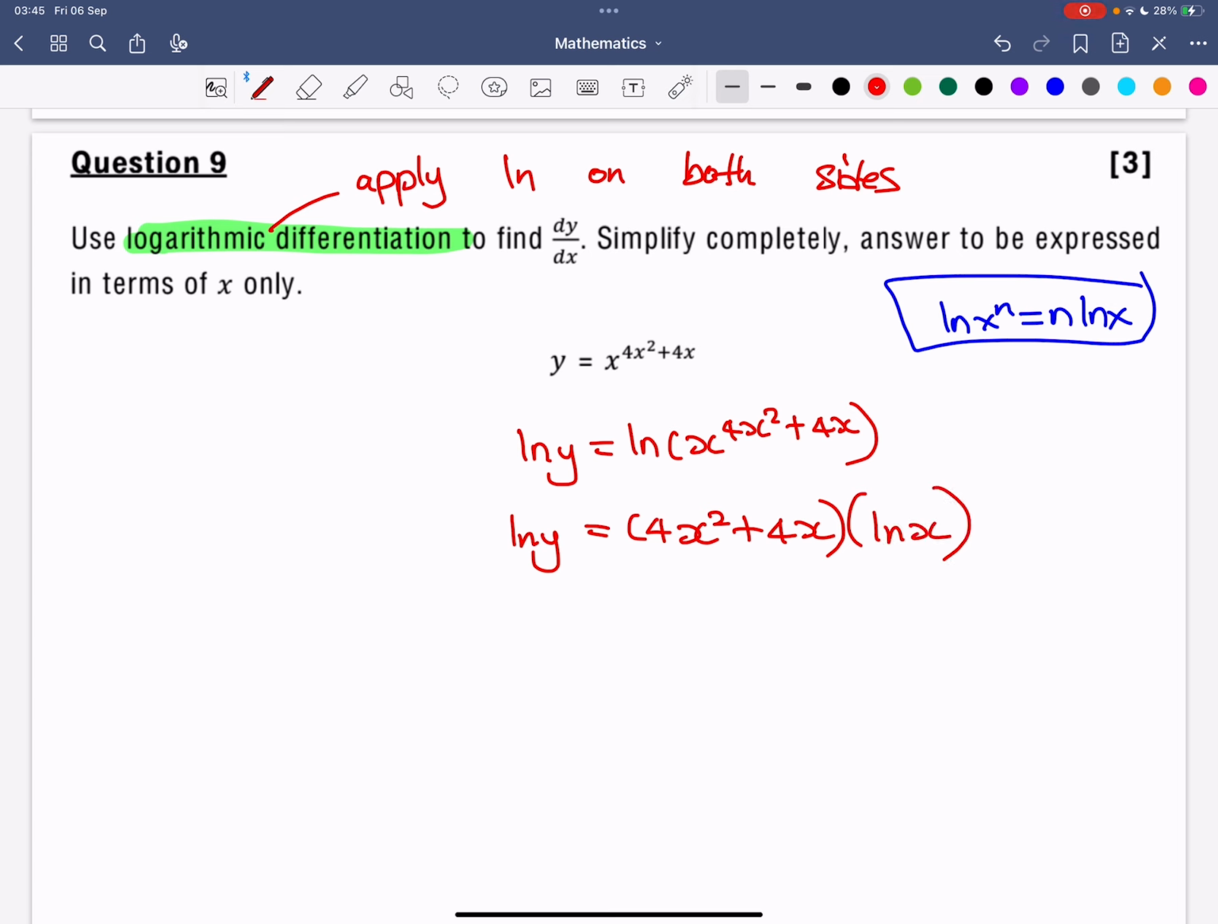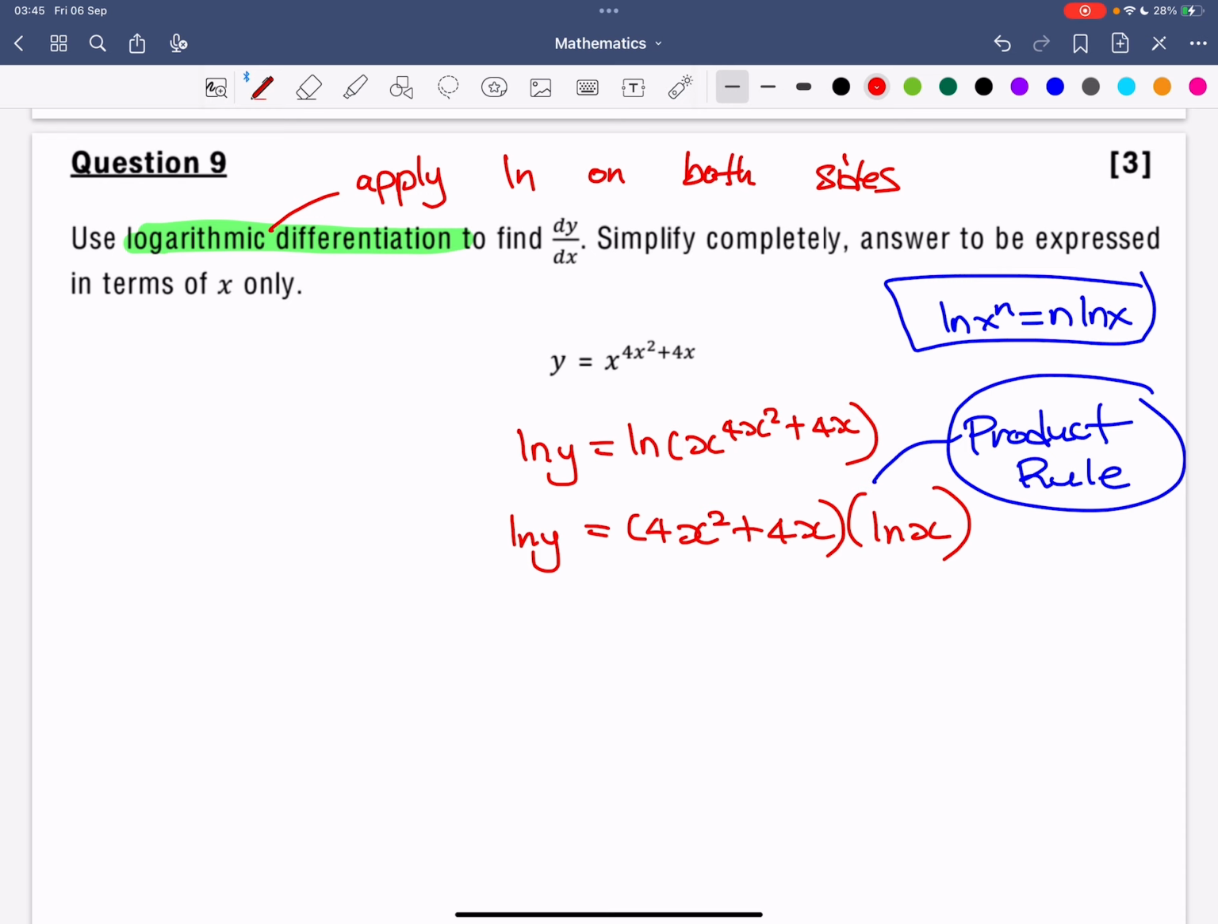And then you can see that on the right hand side, in order to derive it, you're going to have to use the product rule, because we have a product of two functions. So we're going to use the product rule in order for us to be able to solve this. So let's get onto it.